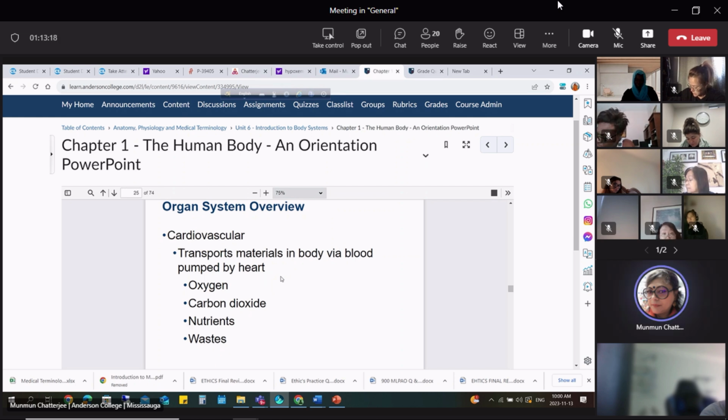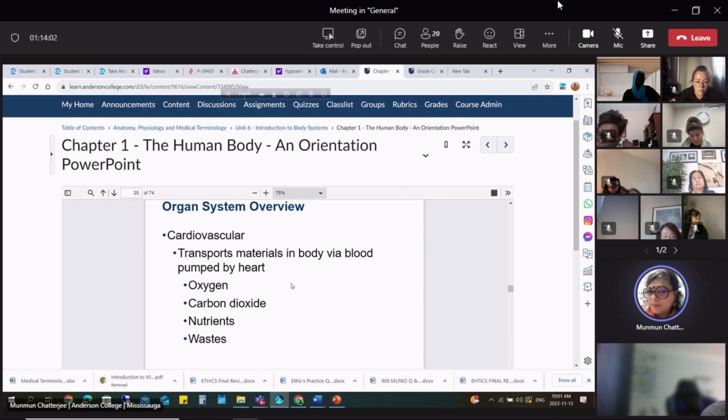So the cardiovascular system, as she told, has two parts. Cardio is heart and vascular means vessels. Vessels can be arterial vessels or the veins. What is the main function? Transport materials in the body via blood pumped by the heart. The heart pumps, then it transports all the materials. Whatever we are eating, secreting, excreting, ultimately it is the drainage system in the body. The circulatory system circulates everything in the body, puts the good things in the proper place, takes out the bad things, and sends it to the specific organ.